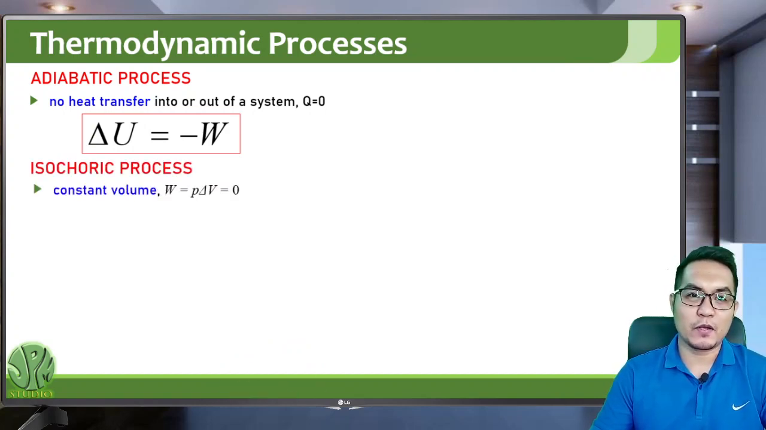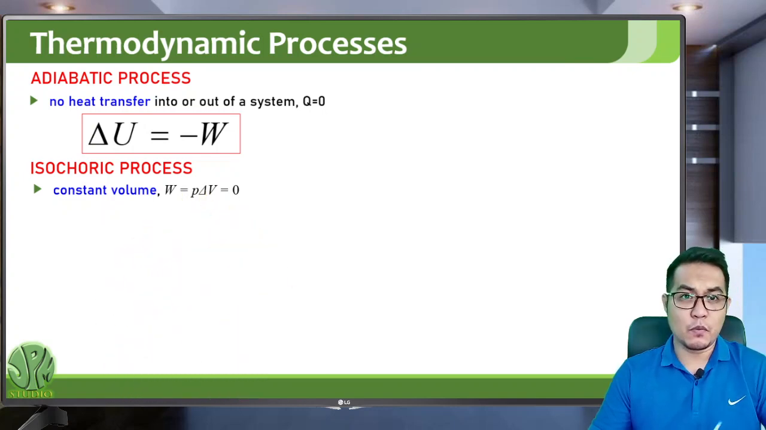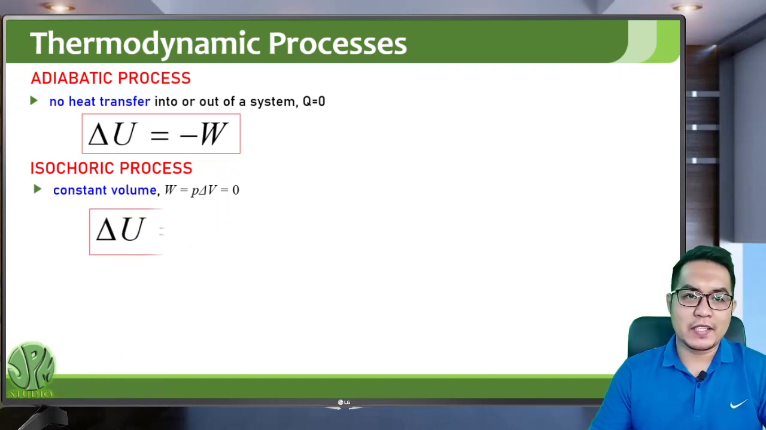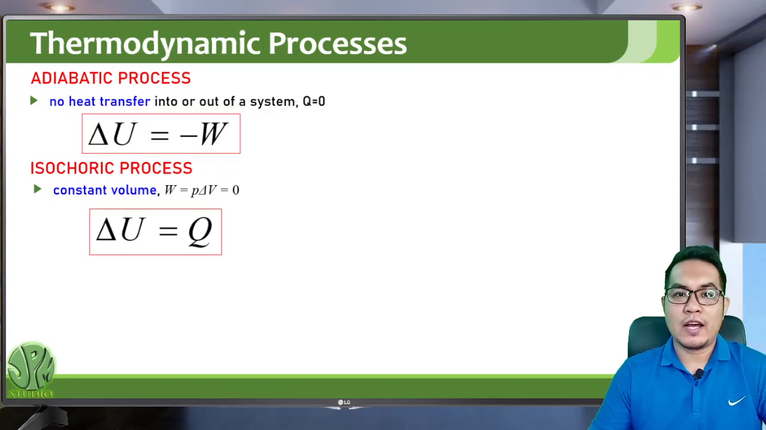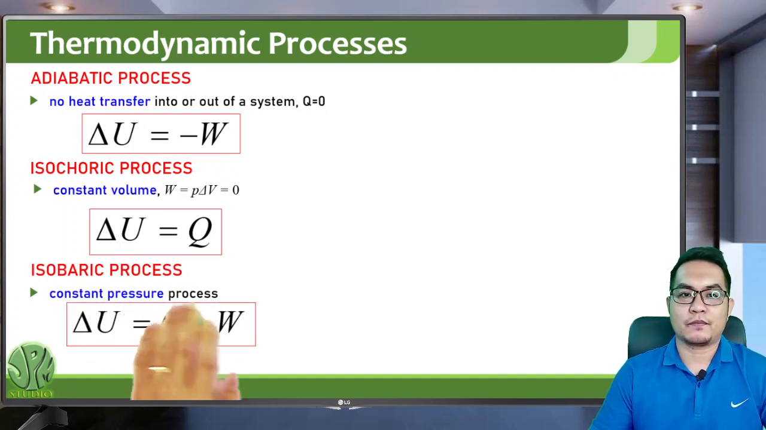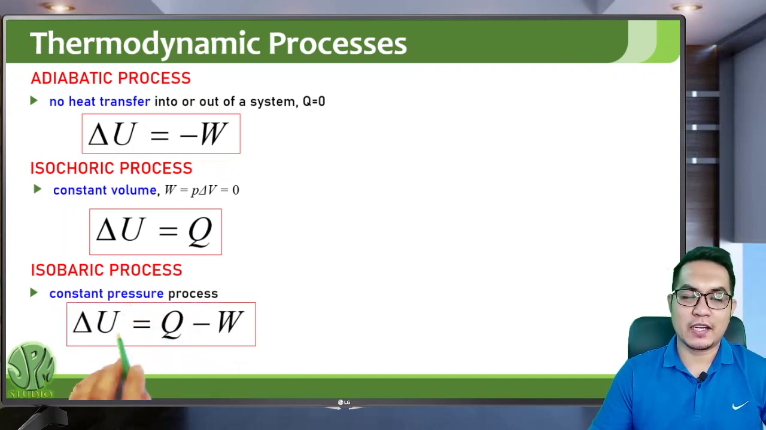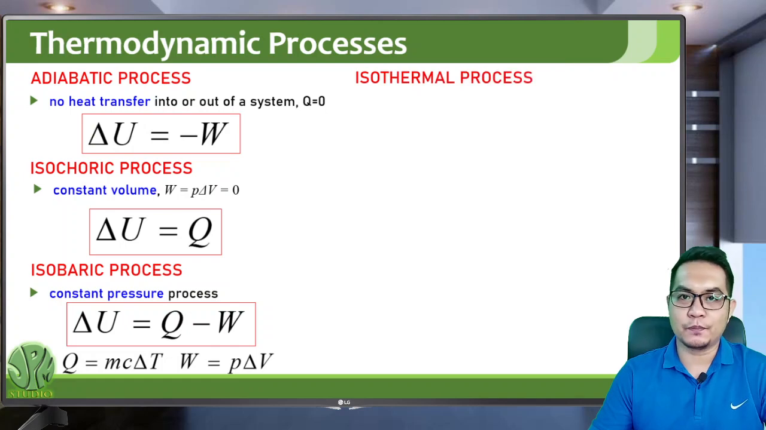The second process is an isochoric process. It's a constant volume process. If it's a constant volume, there's no change in volume. Therefore, there is no work done on or by the system. So in this case, the change in internal energy is just equal to the heat absorbed or released by the system. The third process is the isobaric process. This is a constant pressure process. The first law of thermodynamics still holds, so Q minus work. Again, Q is mcΔT, or it can be mL, mass times latent heat, and work done is P times the change in volume.